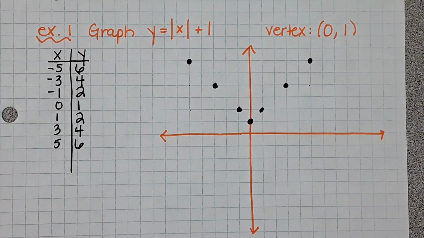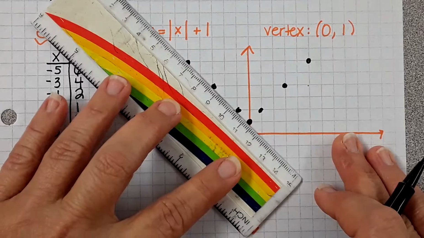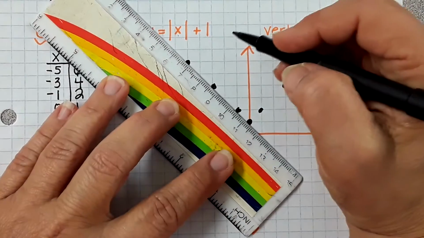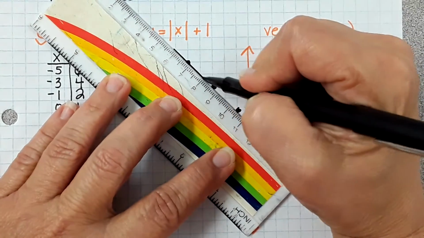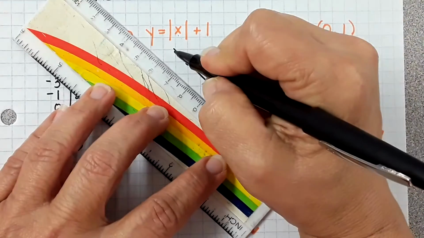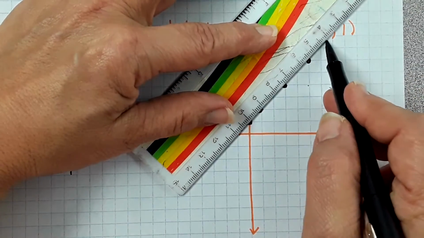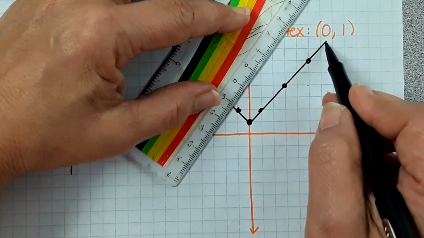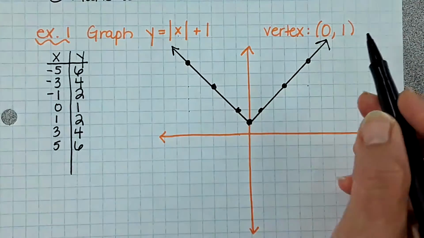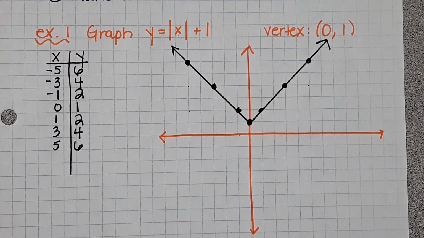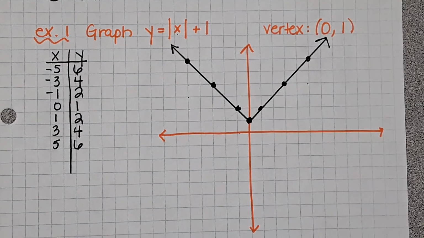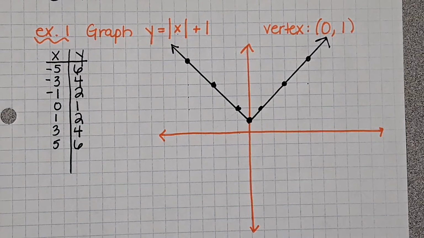Can you guys see that V shape? Yeah. That's what it should look like. You're going to connect your points. And that's my absolute value graph. We only have to do one more thing. What do you think we have to do?